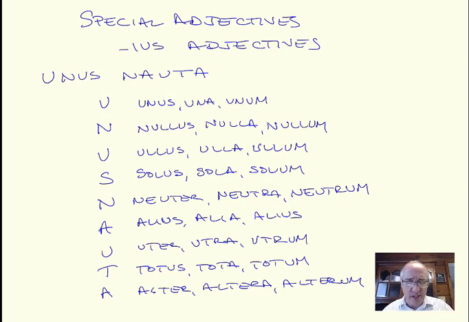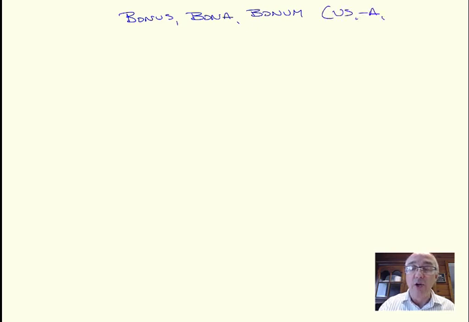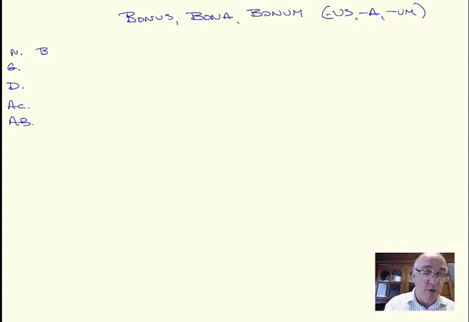So, what's the difference here? What is so special about these? What causes us to have so much trouble over these, and why are they united? Let's backtrack and talk about a word we do know. Bonus, bona, bonum, or any of the us, a, um adjectives, that is, any of the first or second declension adjectives. Nominative, genitive, dative, accusative, ablative. And we know bonus, boni, bono, bonum.